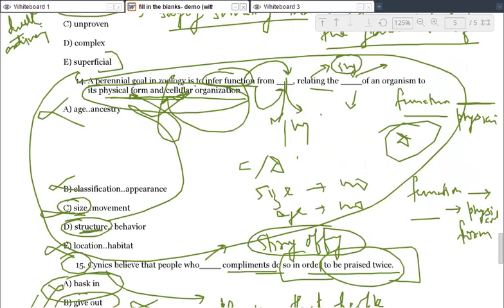A perennial goal in zoology is to infer function from dash. We don't know what this dash is. But in the next part it says relating the dash of an organism to its physical form. That means this has to be something physical. So is size physical or is structure more physical? Structure, right? Structure has that physical thing into it. It encompasses the entire physical structure.